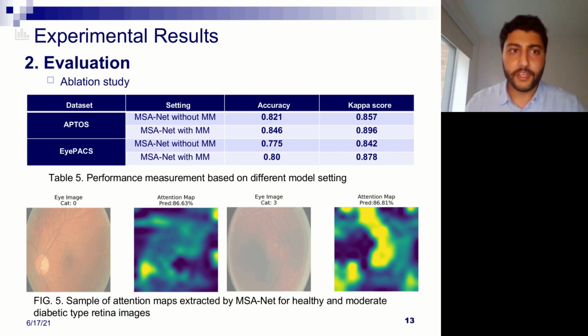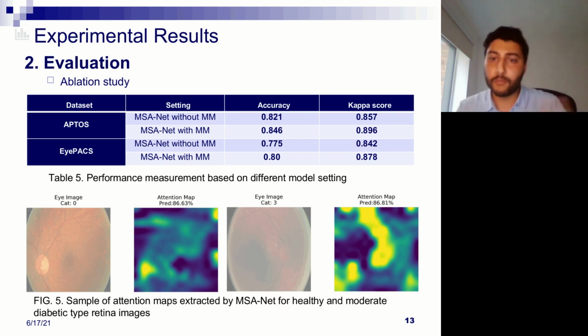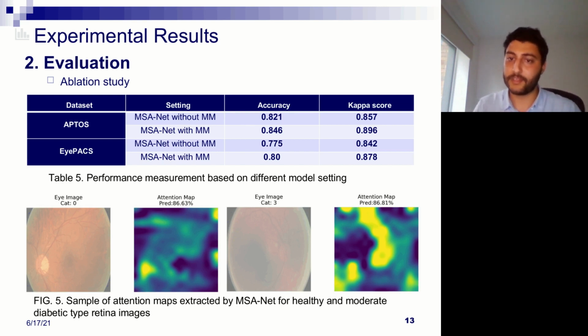One final thing in our evaluation was an ablation study, where we removed some components of the developed model to check how effective those components are, which I mentioned in my architecture: the multi-level and multi-scale representations. You can see the difference in accuracy with and without them for both data sets. There is a good improvement after using these approaches, and also for the kappa score.